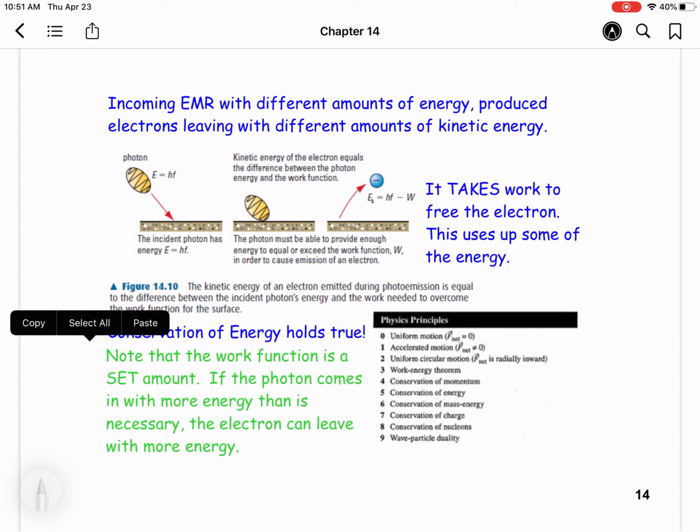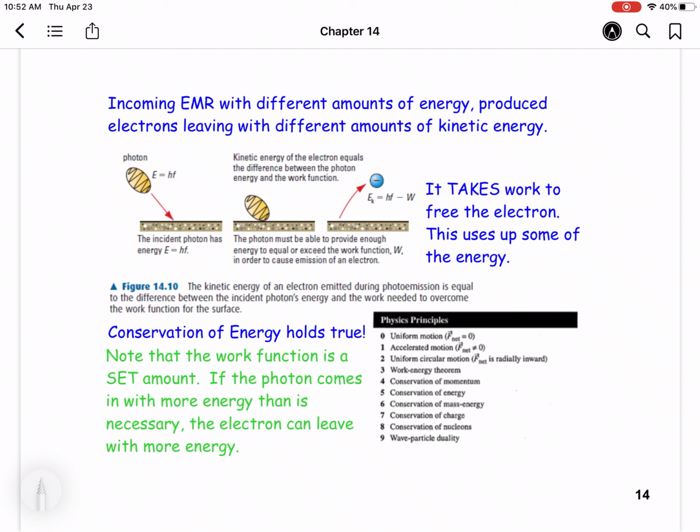And so basically the work function is a set amount. If the photon comes in with more energy, then the electron can leave with energy. So the work function is basically how much energy gets lost in this process. So it comes in as a photon and then it leaves as an electron. There's energy lost in this process. Okay, it takes work to free up an electron.